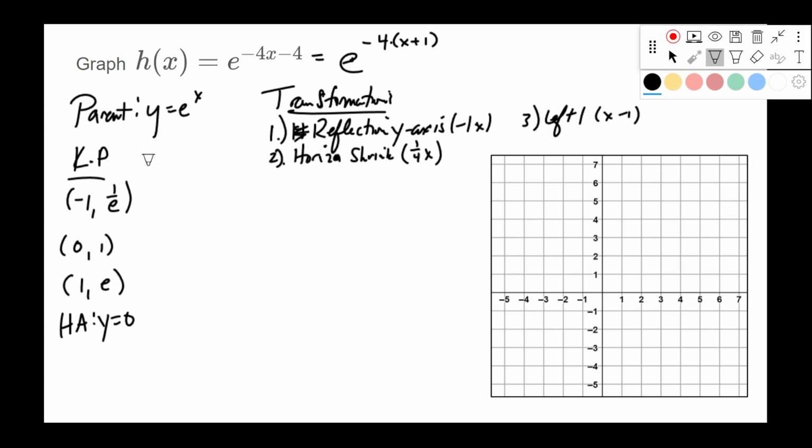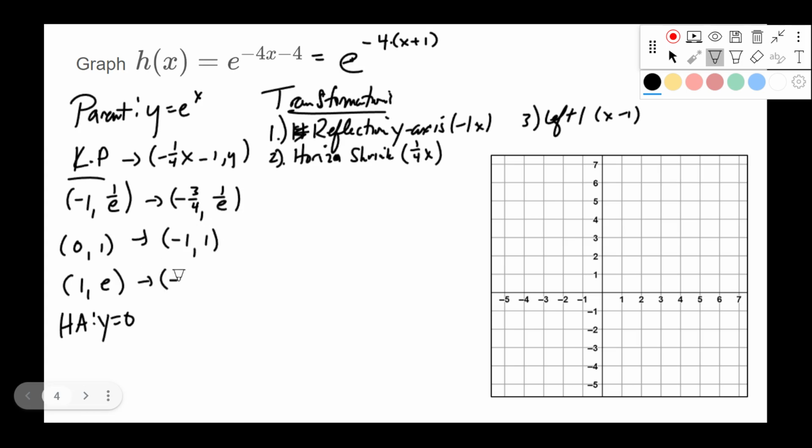So everything that gets done here, all the transformations reflect x or change x. So we're going to multiply the x coordinates by negative 1/4, both of these at the same time. And then we're going to take 1 away. Y does not change. So negative 1/4 times negative 1 is 1/4. Minus 1 is negative 3/4. 1 over e. Negative 1, 1, and then negative 1 1/4, e. And y equals 0 does not change. So it does not move. So that's y equals 0 still.